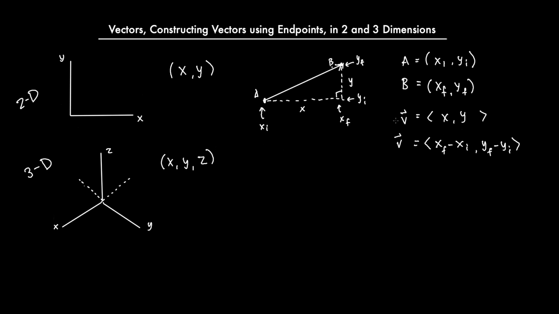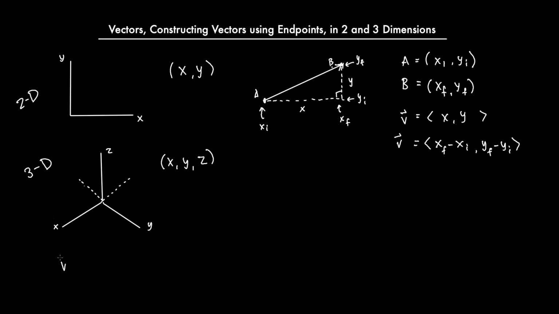So if you are given 2 points, you can calculate a vector using this equation right here, which is you take the components of each point and subtract final minus initial, and that'll give you the vector. Now this is the same in 3 dimensions. In 3 dimensions, a vector may have an x component, a y component, and a z component.